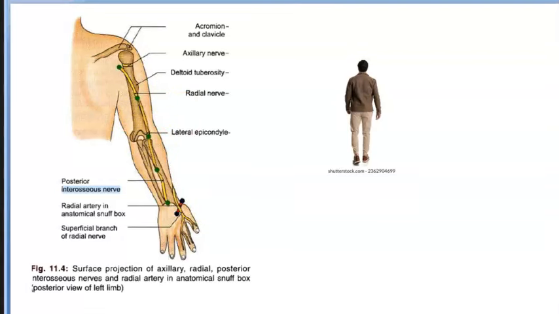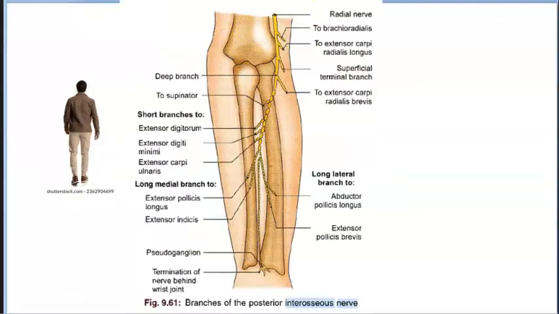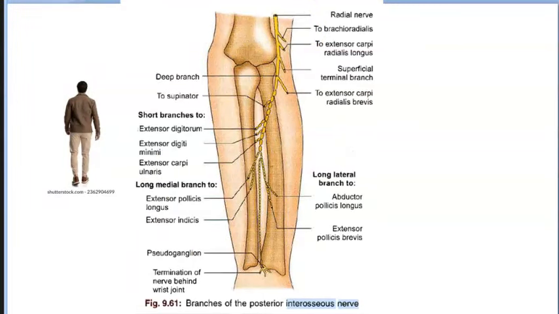Where is it coming from? Radial nerve, we already told you this. This is the posterior view, remember. From the radial nerve, where exactly do you get this branch? You get it in the cubital fossa. If somebody asks you the origin, what will you say? The origin is the radial nerve. It arises as a branch given off in the cubital fossa, just below the level of the lateral epicondyle of the humerus.